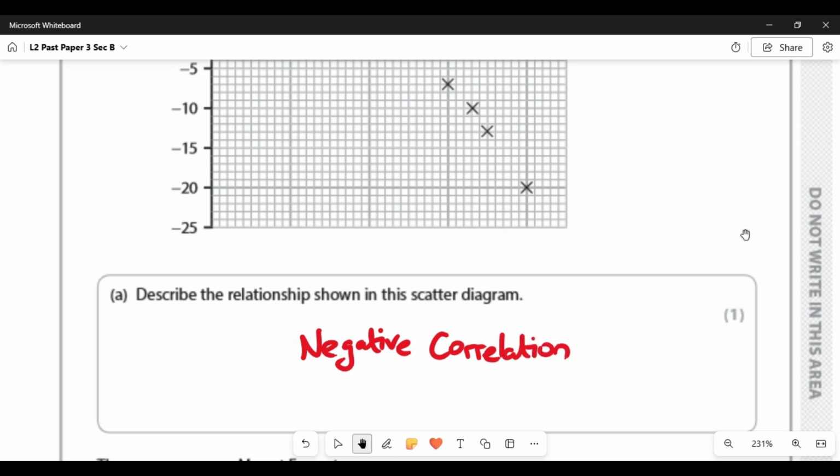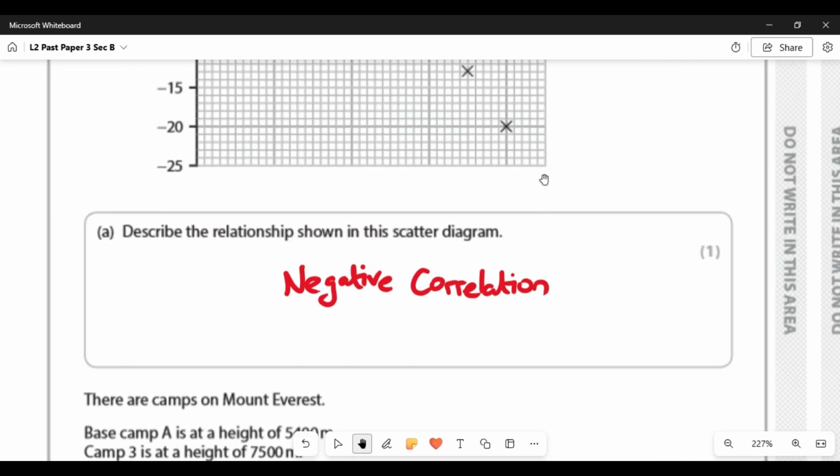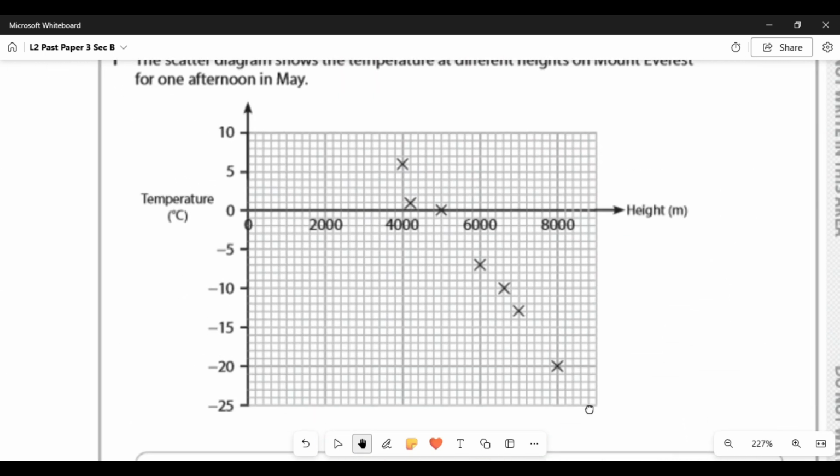Yep, for 1 mark. Then it says there are camps on Mount Everest. Base Camp A is at a height of 5,400 meters. Camp 3 is at a height of 7,500 meters. Use the scatter diagram to work out the difference in temperatures between the 2 camps. So let's just have a look at this scatter diagram.